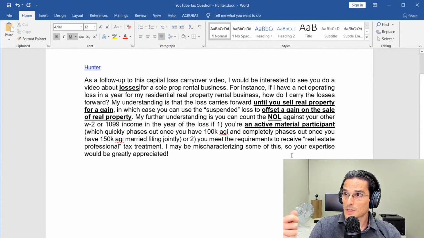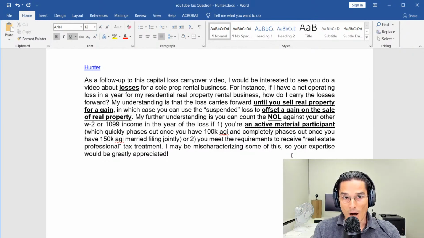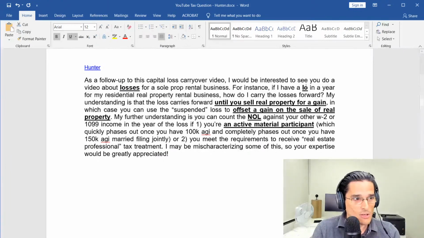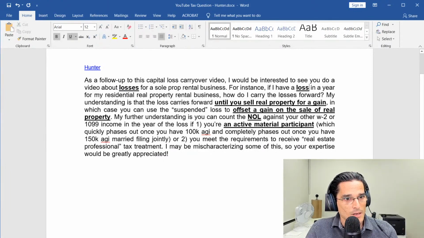Now, if you have substantial enough losses from real estate activities under certain circumstances, it can create an NOL, but we're getting way too advanced if we start combining this all together. I want to keep this real simple and bite-sized for people. So let's keep NOLs totally separate, and let's talk about just losses for the moment. Again, we have to be very careful to make sure we're on the same page, so let's call this a loss. In a year, can I carry the losses forward? My understanding is the loss carries forward until you sell real property for a gain.